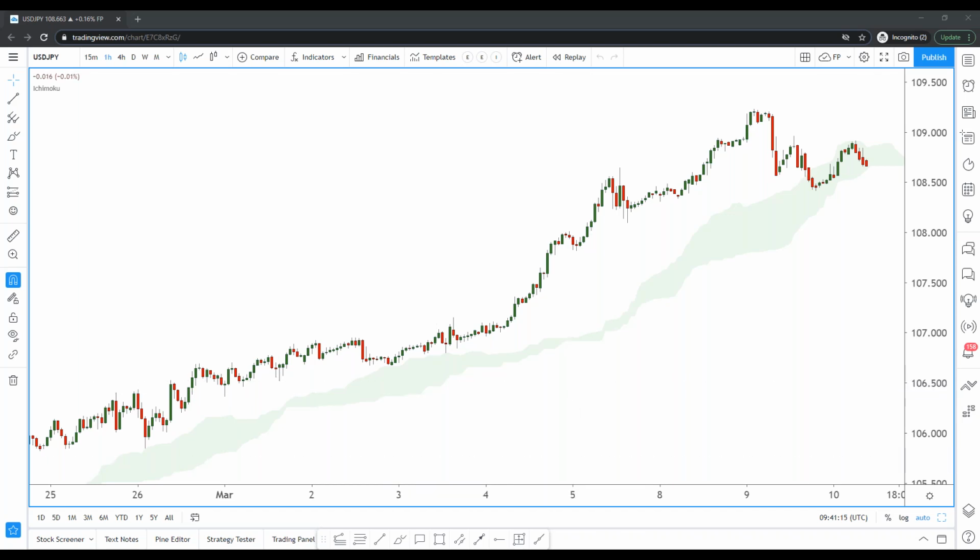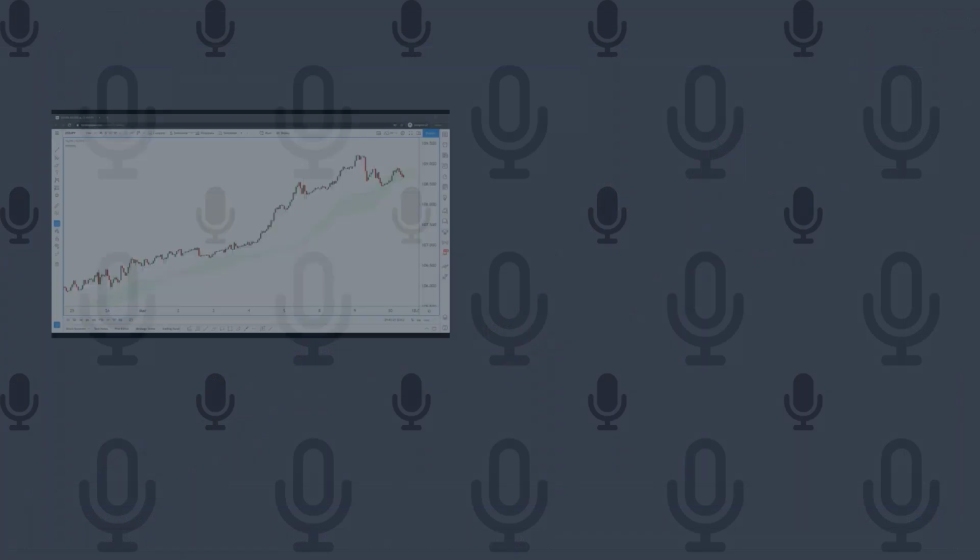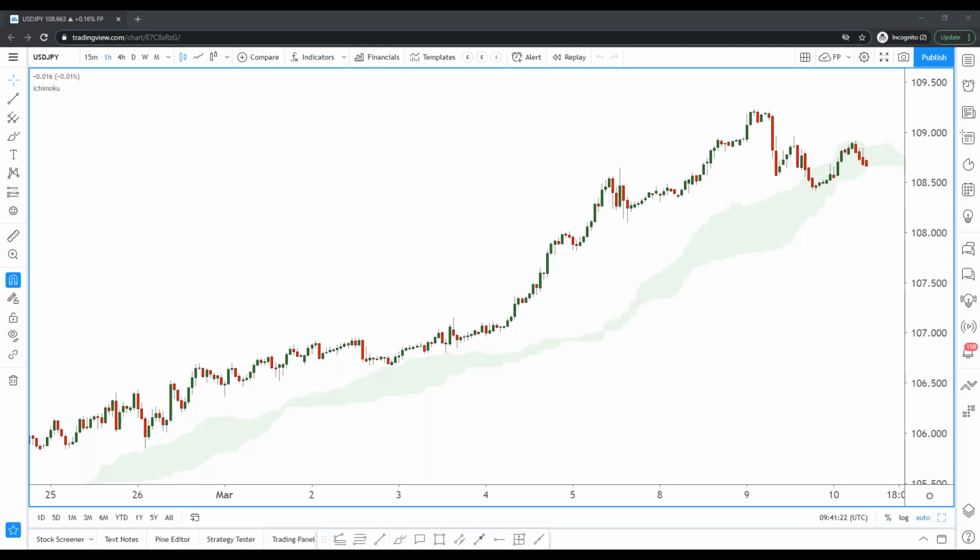Okay, so let me see, right? So I'm going to show you guys on dollar yen. You can see here. Okay, so on dollar yen, right, this is what we have. Okay, so let me just load the indicator on dollar yen.